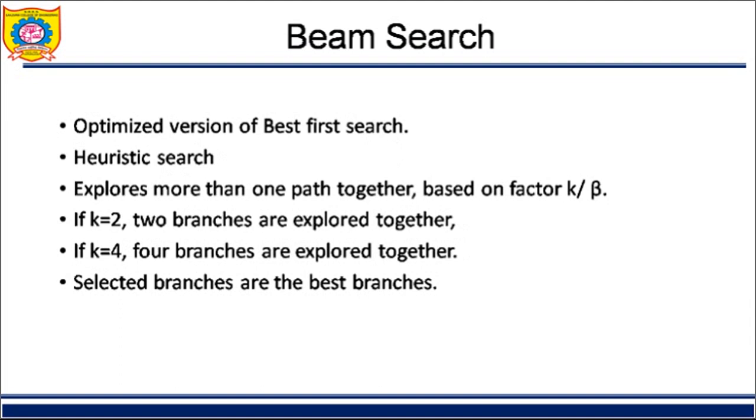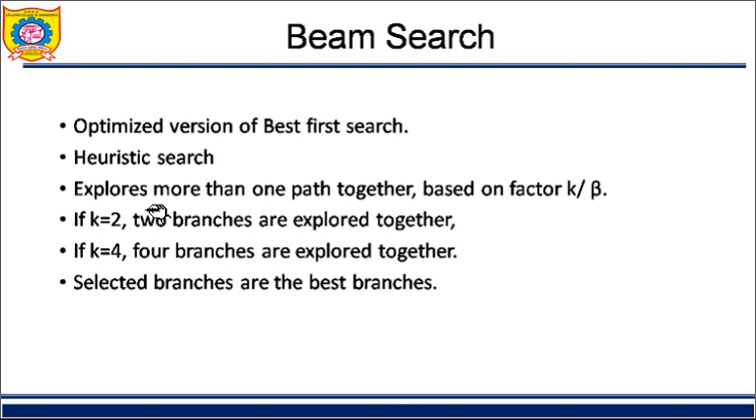So the next algorithm for us is beam search. Beam search is a very simple algorithm. If you have understood best first search, you will easily understand beam search. Beam search is a variant of best first search. It is an optimized version of best first search. Again, it is an informed search. It uses heuristic search.